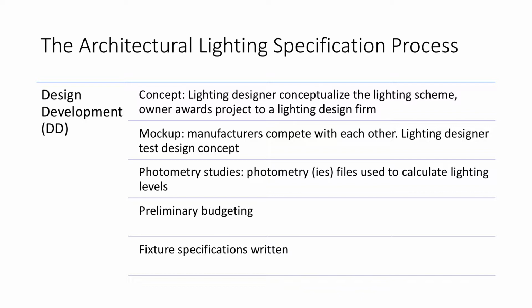And at the end of it, fixture specifications get written. So typically they would write, for example, a GVA fixture to be used for type A1. And for type A1, you need 600 lumens per foot, you need 10 watts per foot, etc. So that becomes part of the spec going forward.